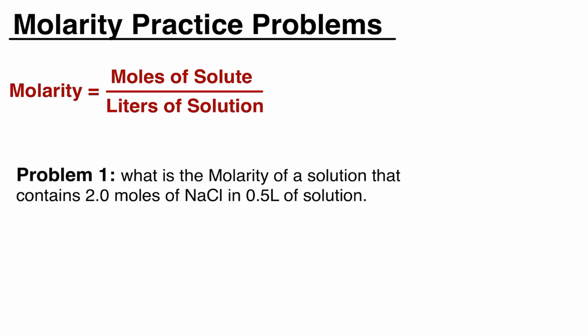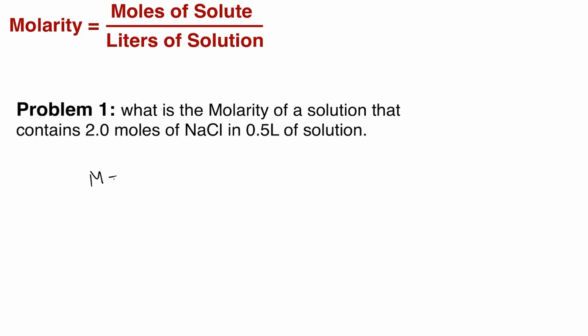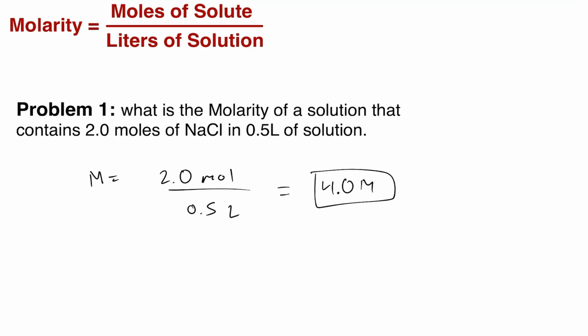So let's go over the first problem here. What is the molarity of a solution that contains 2.0 moles of NaCl and 0.5 liters of solution? Well, that's simply plug and chug, since M is equal to 2.0 moles over 0.5 liters, and our answer is going to be 4.0 M. Our concentration is 4.0 moles per liter.